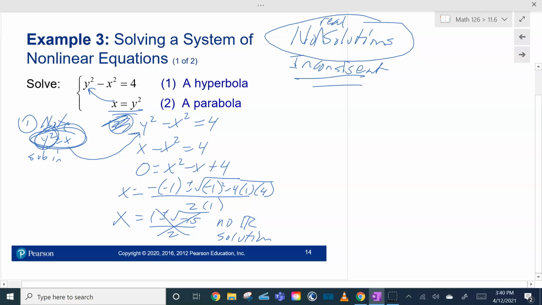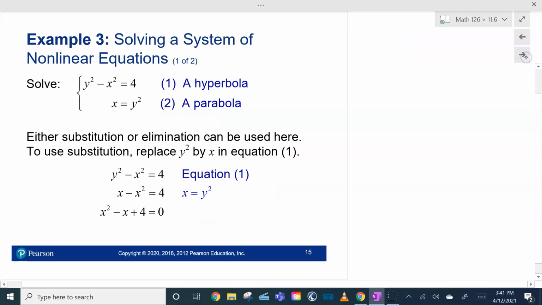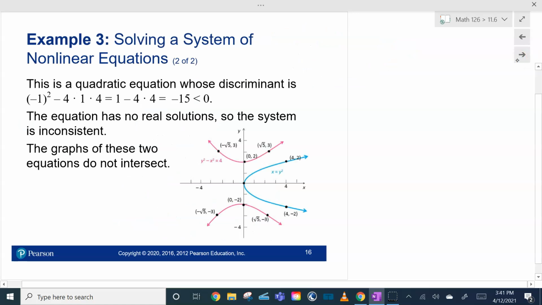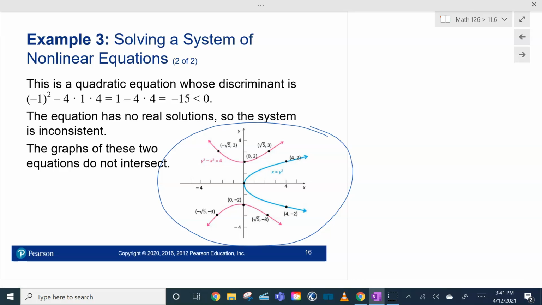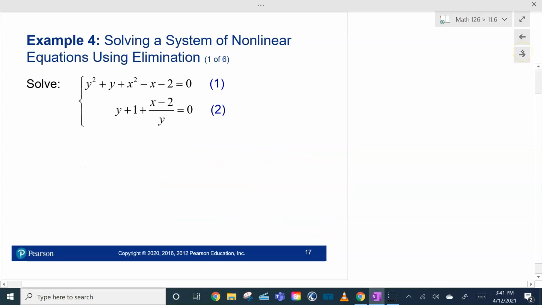If you were to punch those into decimals, you're going to see, sure enough, they do not intersect. So again, inconsistent, no real solutions there. We have a real number line graph here, so none of them show up. Let's move on here, example 4.